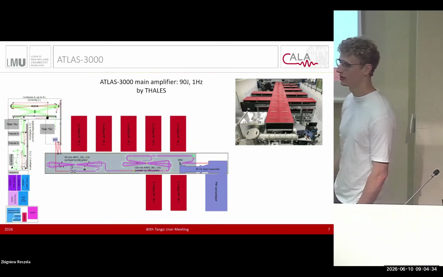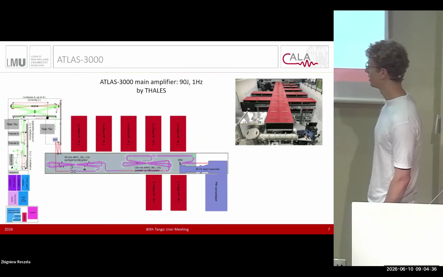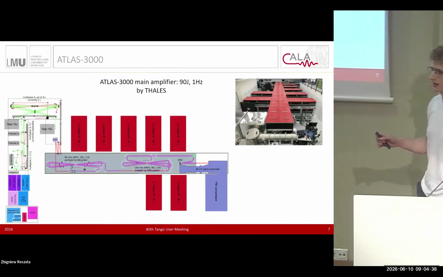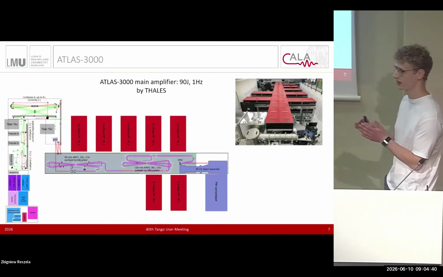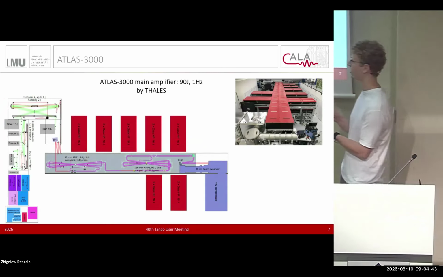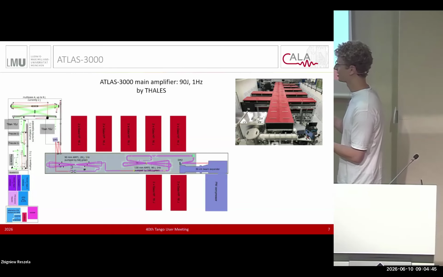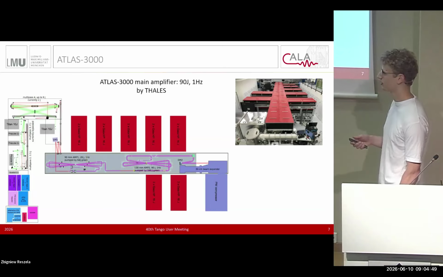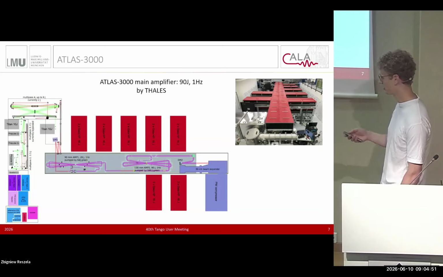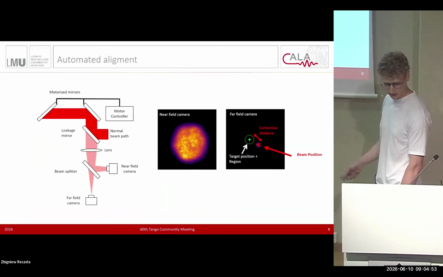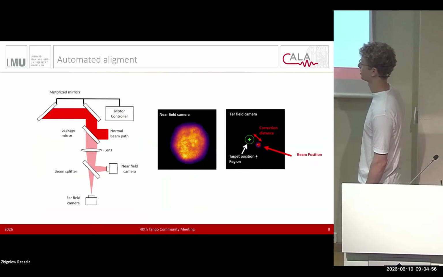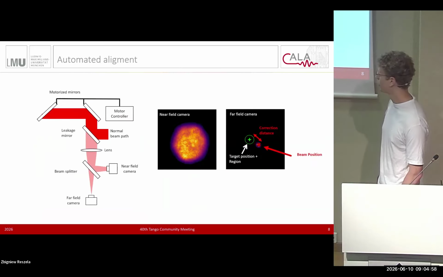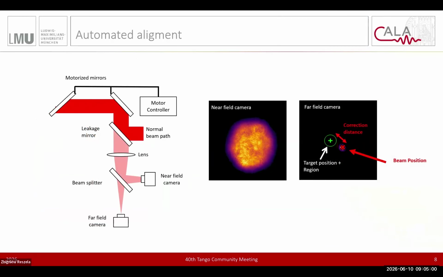So every time we turn on the laser, we need to align a lot of mirrors to always point it in the same spot in the same direction. And this takes us a lot of time. To save this time and make this more reproducible and automated, we built this system. How it basically works is we have 2 cameras, the near field camera for the beam position and the far field camera to capture the direction of the beam.